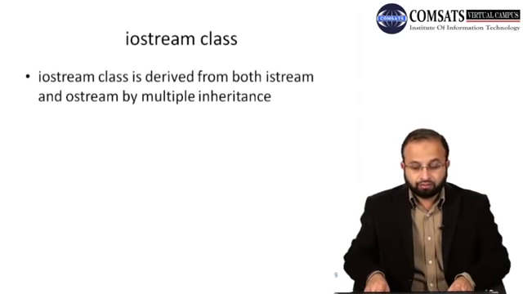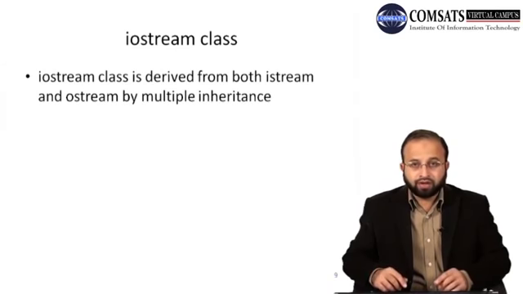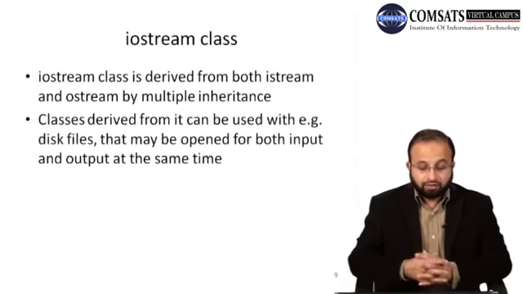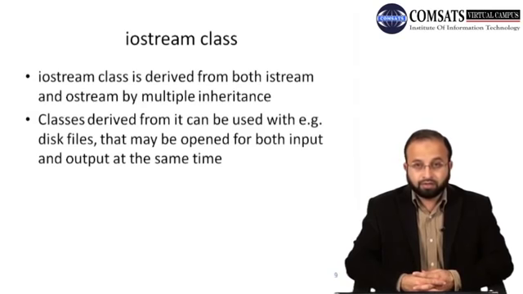iostream class. The iostream class is derived from both istream and ostream by multiple inheritance. Okay. So istream represents the input operation, the input stream, and ostream represents the output, that is from RAM to the computer display. So the iostream class is derived from both the istream and ostream classes, thus it is a multiple inheritance. So classes derived from it can be used, for example, for disk files that may be opened for both input and output at the same time, right? So the fstream class is also derived from the iostream class.